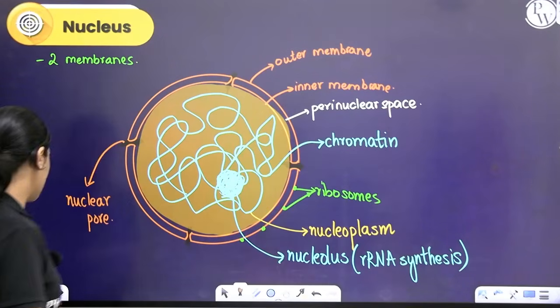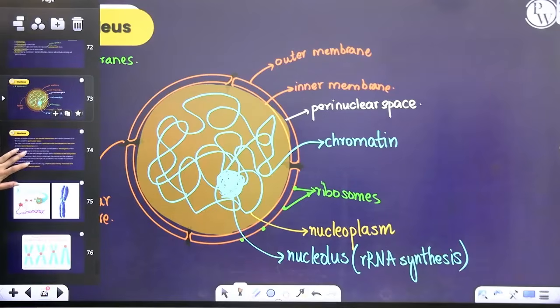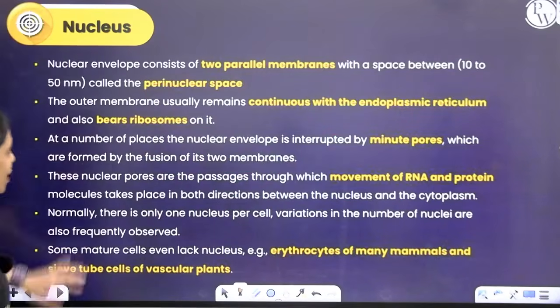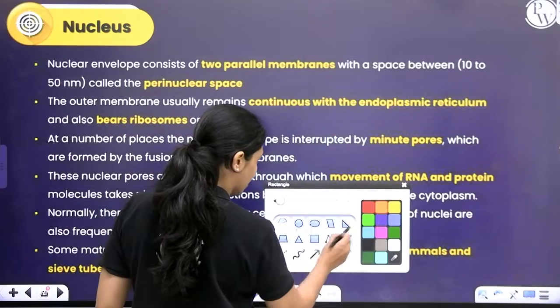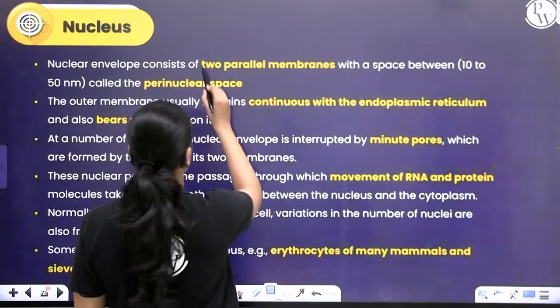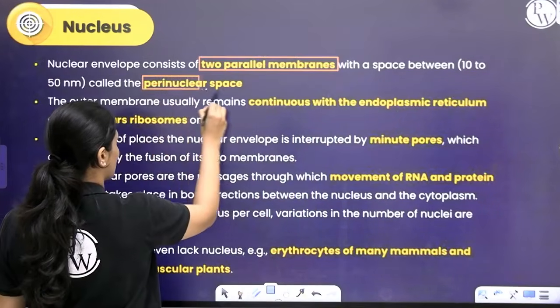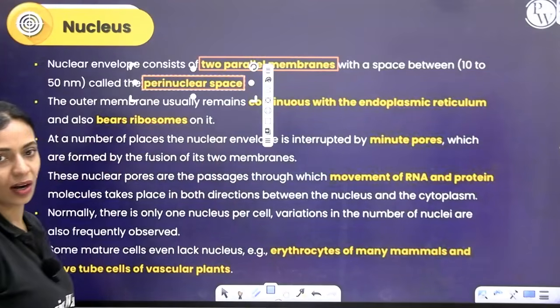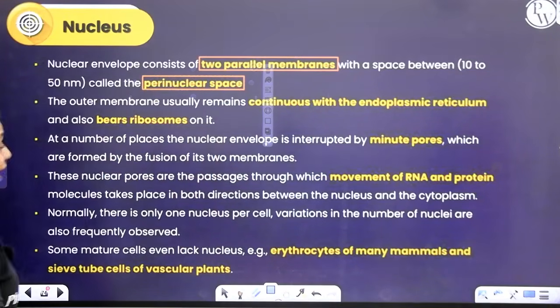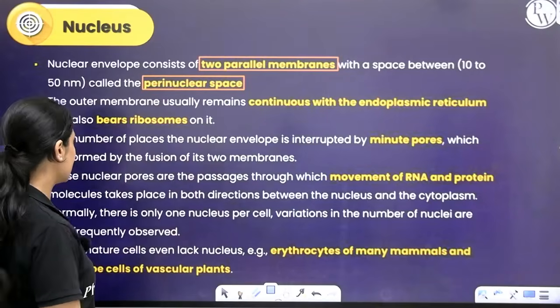Okay, so these are the different parts of the nucleus. There are two membranes that are parallel to each other. It is bound by two membranes. I already told you, there is space between the two nuclear membranes called the perinuclear space, which measures around 10 to 50 nanometer in distance.